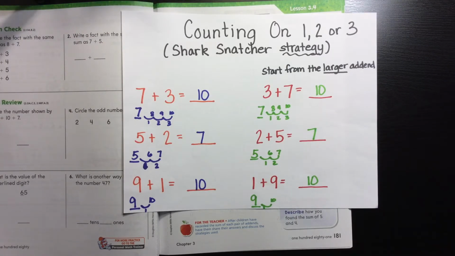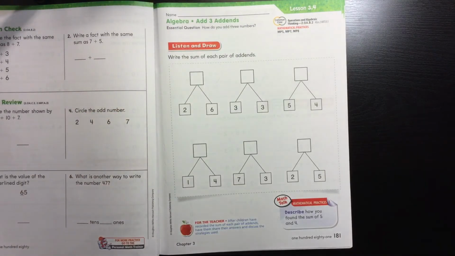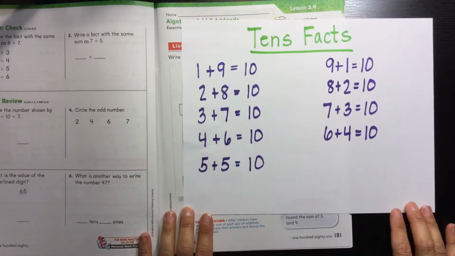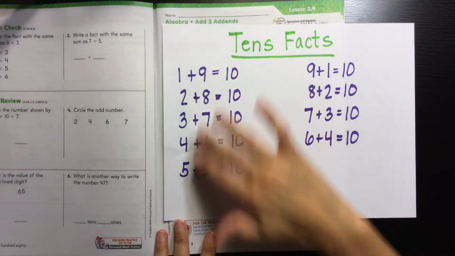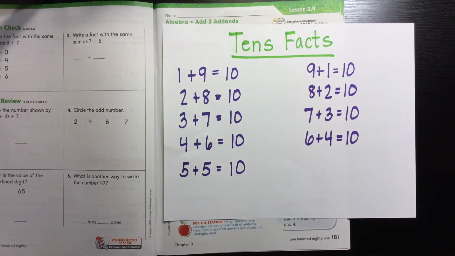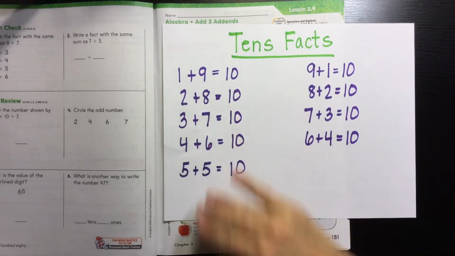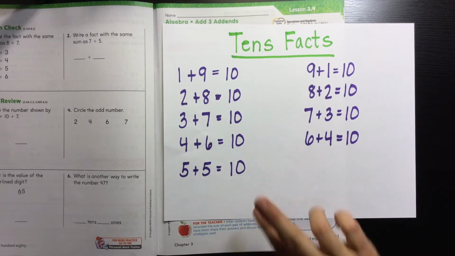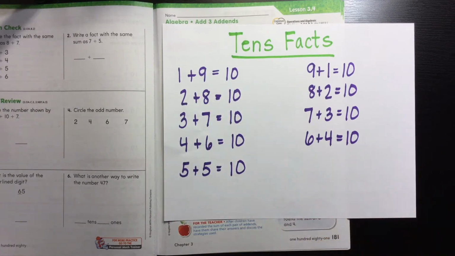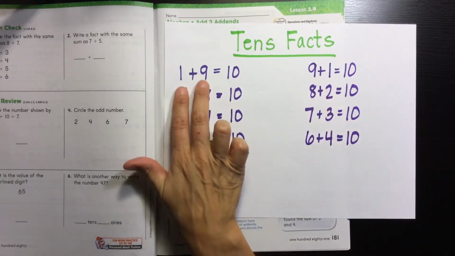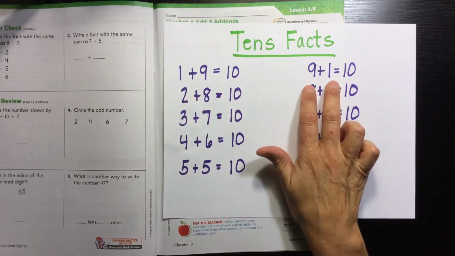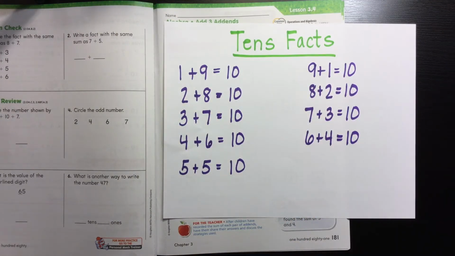All right, so two more strategies that we've learned. First of all, we talked about our tens facts, and we know that these are the addends that equal 10. Again, just like our doubles facts, these are basic facts that if we know them, they will help us with other facts. So go ahead and take a look at those. We know that if we flip the addends around, they also equal 10.